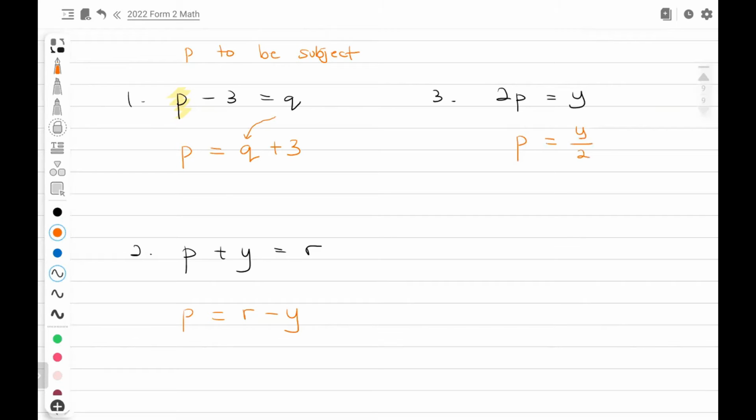Remember in maths, divide means over. We change it to fraction form. So y over 2. Number 4, if we have p over 4 equal to q. So over 4, divided by 4, bring it to the back. It becomes multiplied. So p equal to 4q. You see, numerator becomes denominator, or division becomes multiplication when you switch to the back.